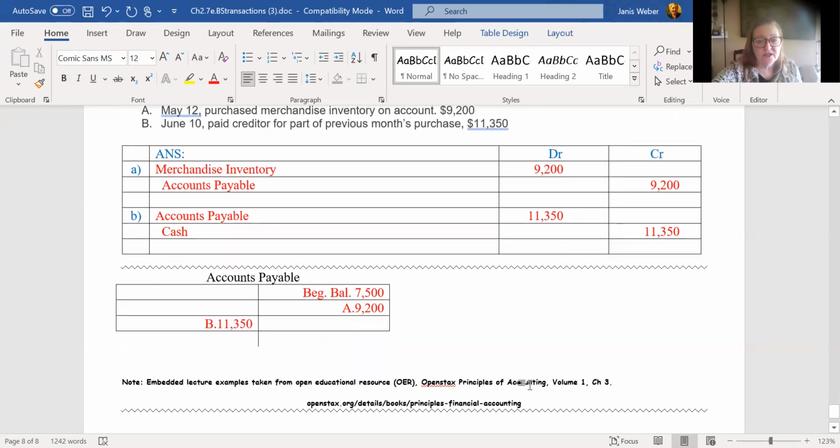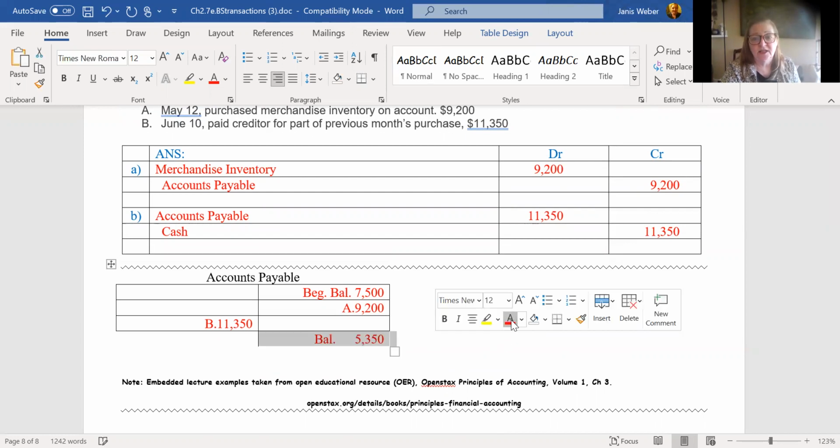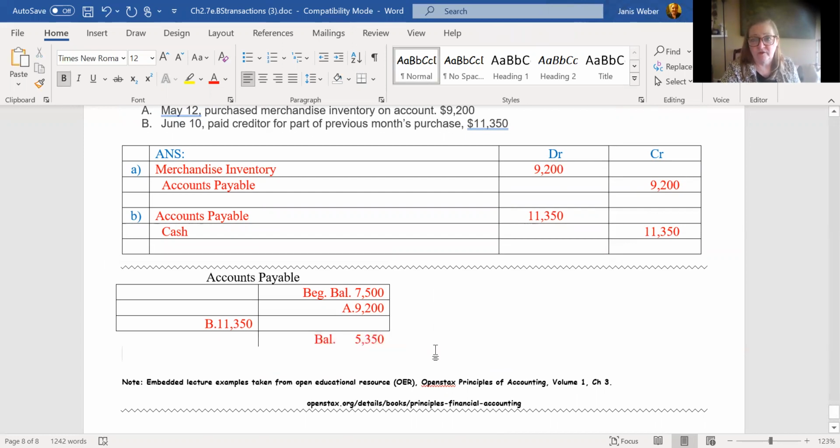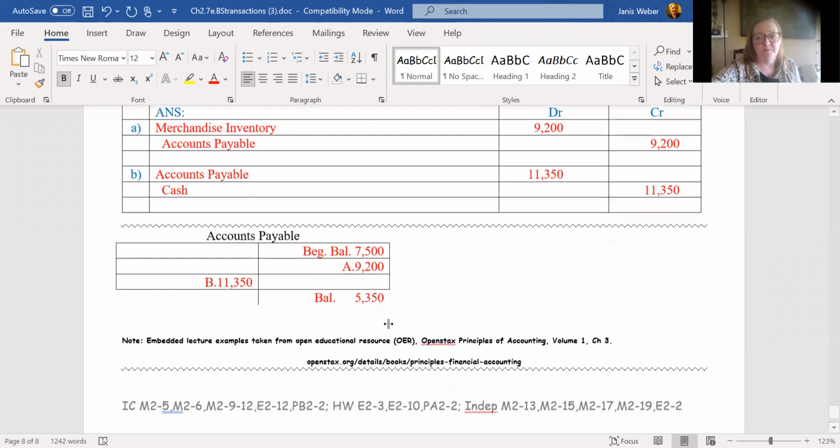which means now we can net the accounts payable balance. A credit of $7,500 plus a credit of $9,200 is $16,700. And then we debited it by $11,350, leaving us with an ending balance of $5,350. And that's our ending balance of accounts payable. It's a credit balance because these credits were higher than the debit amount. And it makes sense because accounts payable is supposed to be a credit balance account. That's its normal balance because it's a liability account.